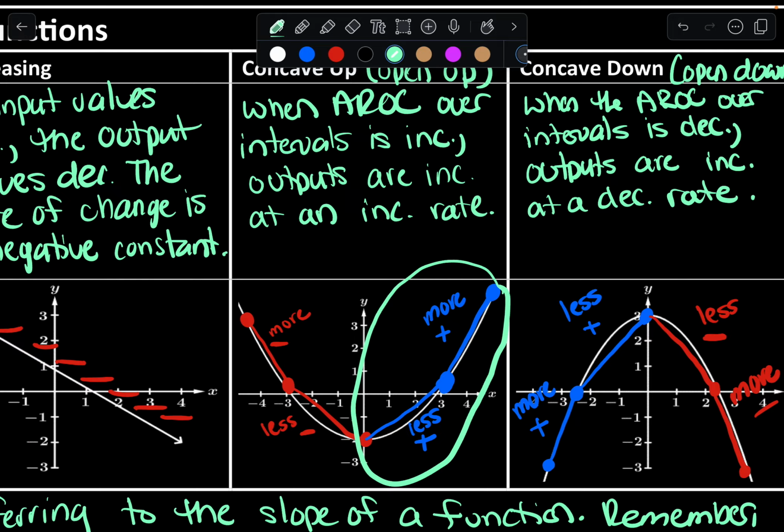On this side, I'll use the purple, the outputs are decreasing. Let me abbreviate. Are decreasing at an increasing rate. So the outputs are decreasing, but they are decreasing less. Therefore, we say that it's decreasing at an increasing rate.